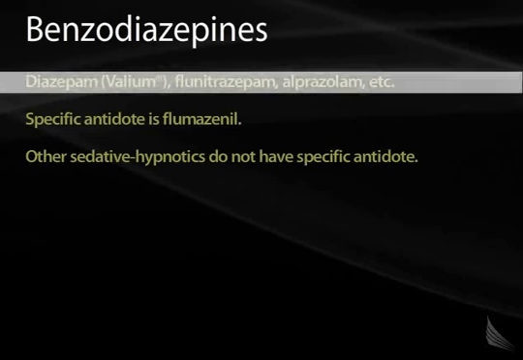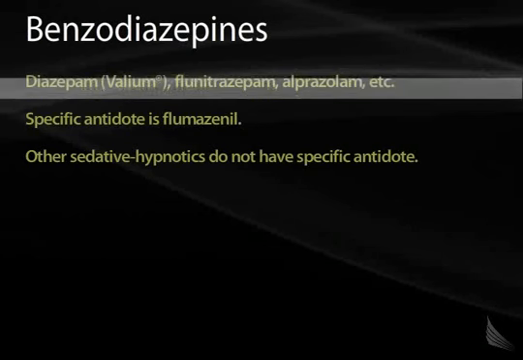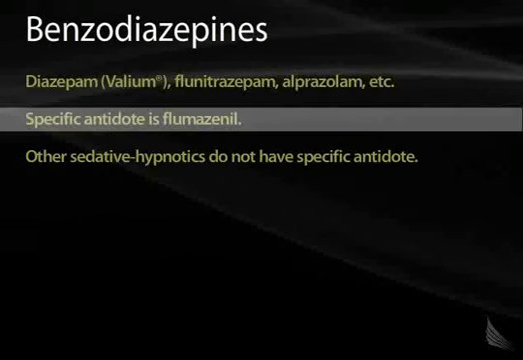Benzodiazepines are sedative hypnotics that we use for sleep aids as well as for light sedation. It's important to remember that the specific antidote for benzodiazepine poisoning is flumazenil. It works on the GABA A receptor as well, and it blocks the benzodiazepine from binding. It's a GABA A antagonist.